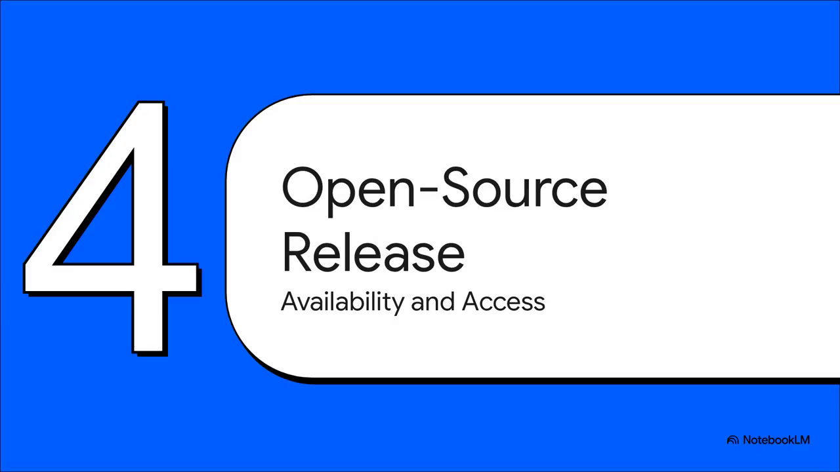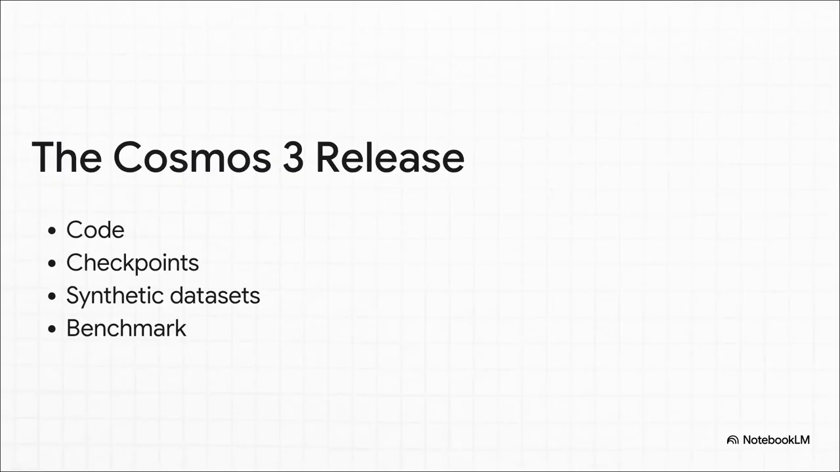Which brings us to the really exciting part for the builders out there. Section 4, the open source release, availability, and access. NVIDIA is treating this release like a massive accelerator for global open research. They aren't holding back. The release includes the underlying code, the actual model checkpoints, which is huge because it means the massive computational heavy lifting of training is already done for you, as well as their curated synthetic datasets. And crucially, they're releasing their comprehensive evaluation benchmark known as Cosmos Hue. By giving away Cosmos Hue alongside the datasets and code, researchers everywhere have exactly what they need to study, reproduce, and build on top of NVIDIA's foundational work.